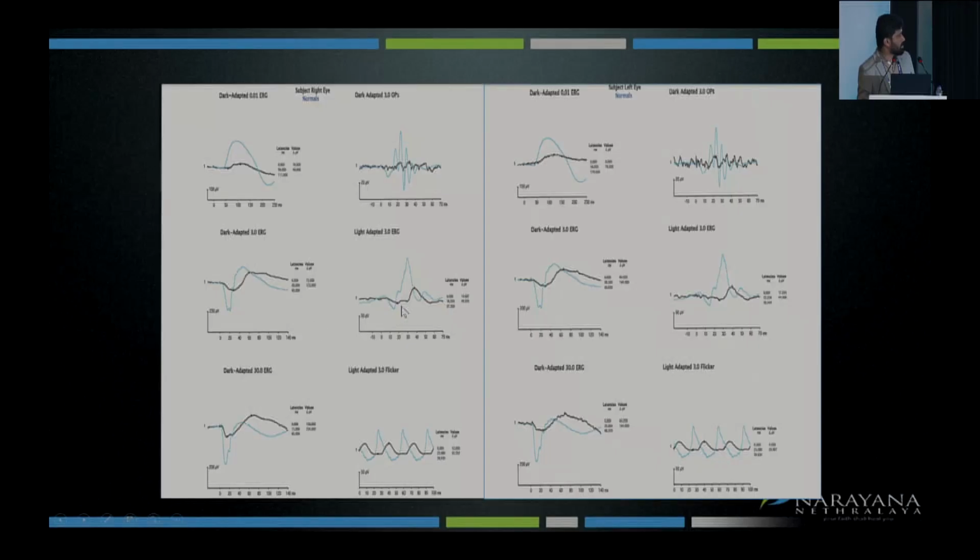Look at the light adapted responses, which are predominantly cone driven. A similar picture. The wave which is supposed to start here is starting here. Implicit time is grossly delayed, and amplitude is also decreased. So what does this indicate? There is a cone rod dysfunction. That's all you need to say.